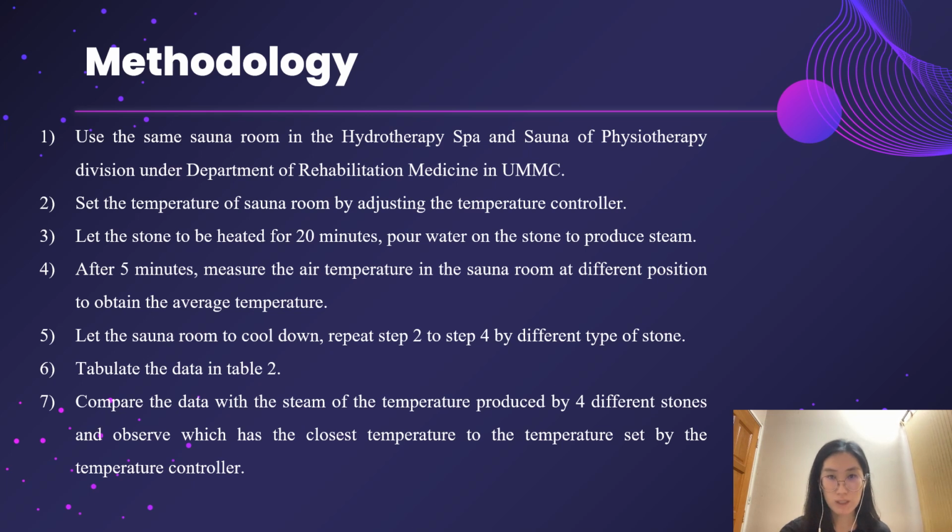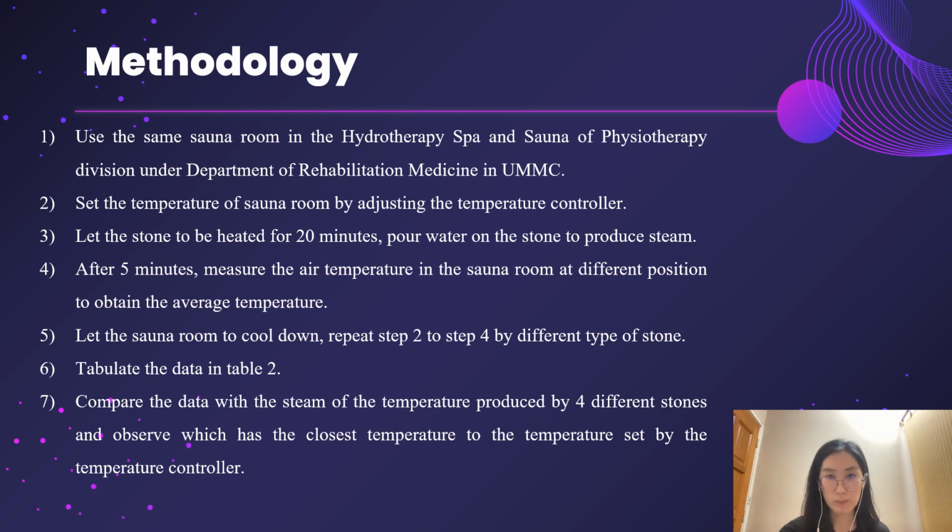After 5 minutes, measure the air temperature in the sauna room at different spots to obtain the average temperature. After the temperature is taken, let the sauna room cool down, then repeat step 2 to step 4 using the 3 other stones, which are soapstone, white quartzite, and lastly ceramic stone.